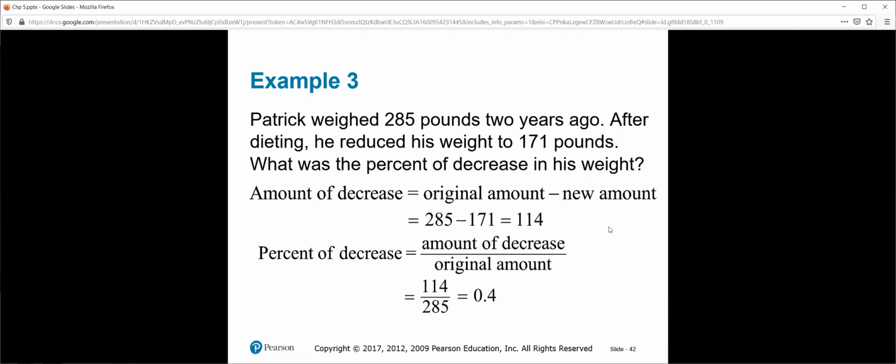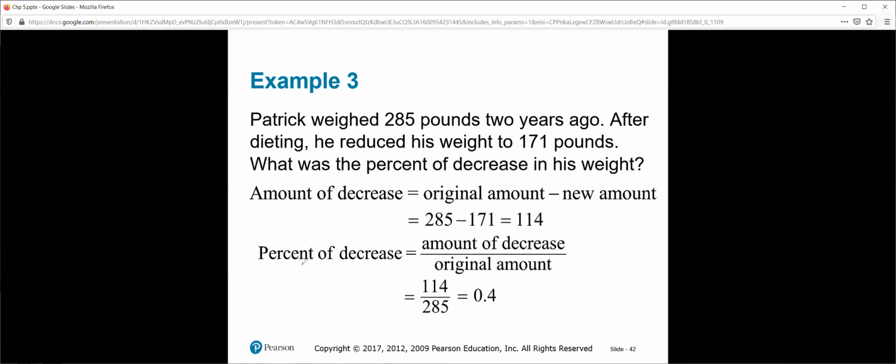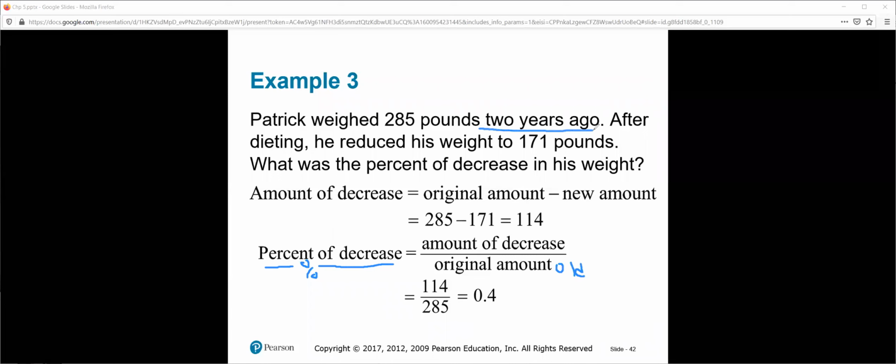Patrick weighed 285 2 years ago. After dieting, he reduced his weight to 171. Good job, Patrick. What was the percent of decrease in his weight? Exact same equation, right? Percent decrease, this is a percent we're going to have at the end of all this. And then original amount is our old amount, how much he weighed when this started. 2 years ago, that's old. So our old number is what he weighed 2 years ago.